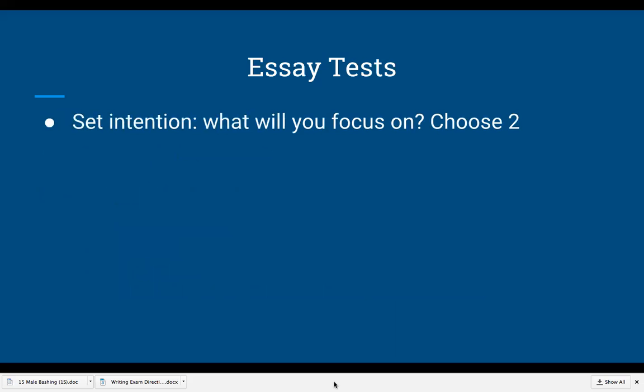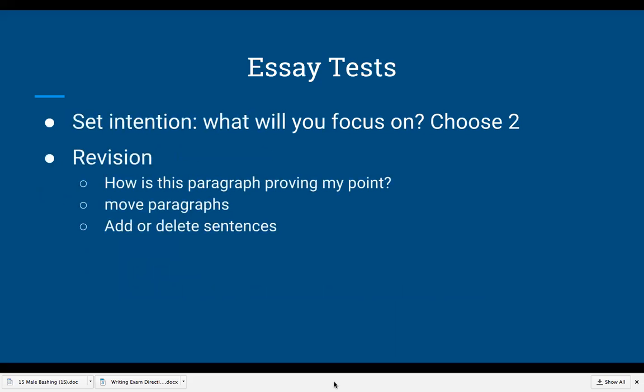Now, after you're done writing, you want to have pre-planned or preset an intention for maybe two things that you're going to revise and or edit. So revision is the big stuff. It's a higher order concern. It's a revisioning of what we wrote.